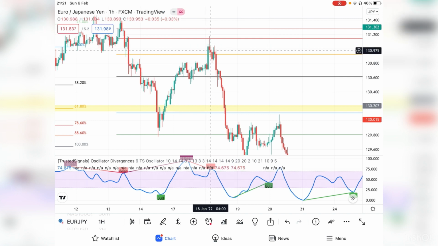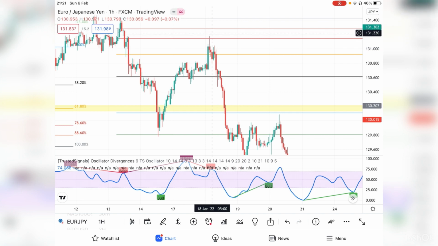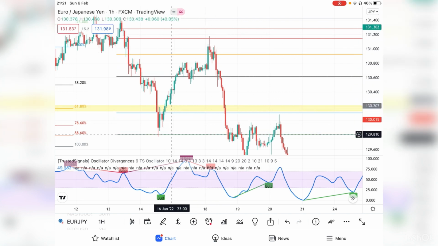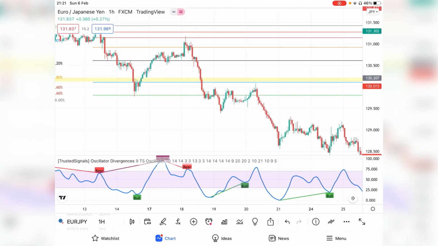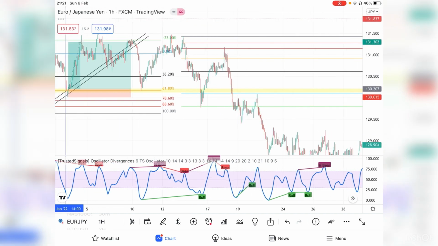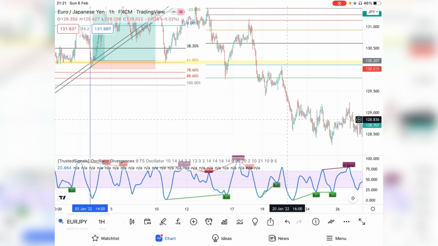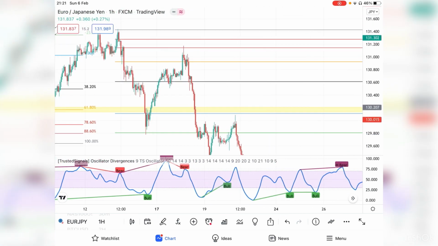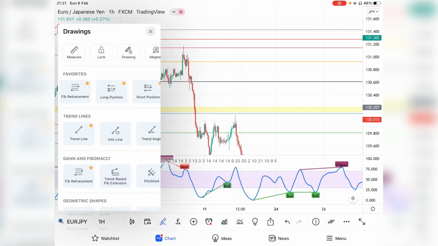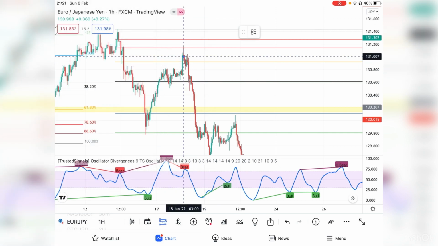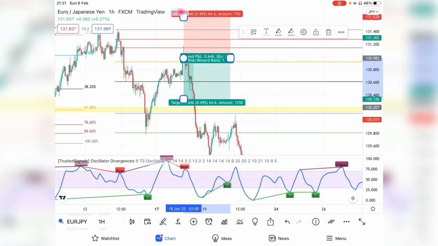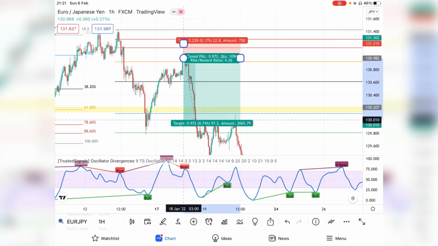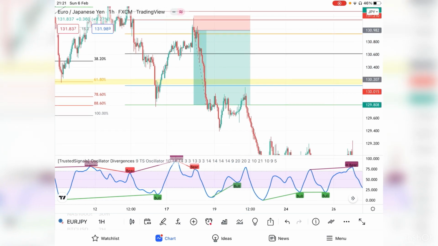This would have been your entry confirmation. Stop loss right above, and then you could have aimed for this area if you wanted, or if you wanted to be more aggressive, you could have even gone further down. Okay, so this would have been a high risk to reward entry as well, using the exact same strategy. Okay, this would have been the entry, this would have been the stop loss, and our take profit would have been this one, 1 to 5.